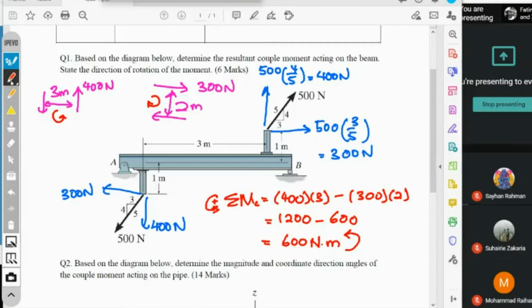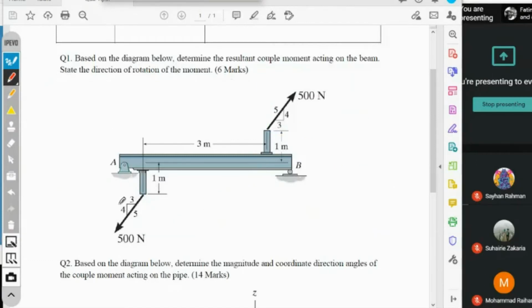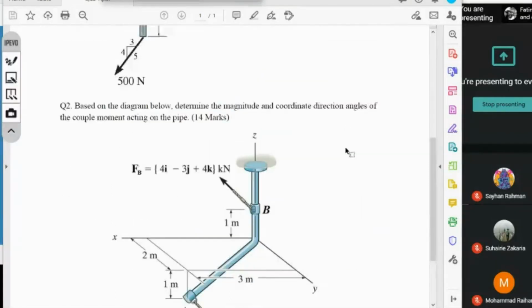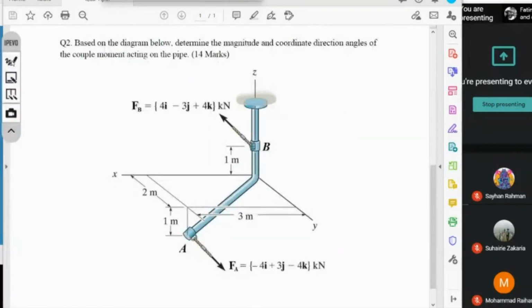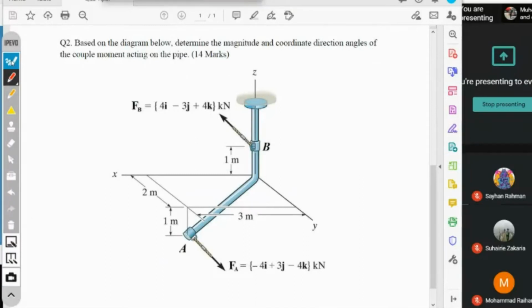Now, next, I will just go to the 3D question here. Oops, down here, right? Okay. So for this 3D question, the concept is still the same. It's just that we will use the vector operation. So based on the diagram below, determine the magnitude and coordinate direction angles of the couple moment.